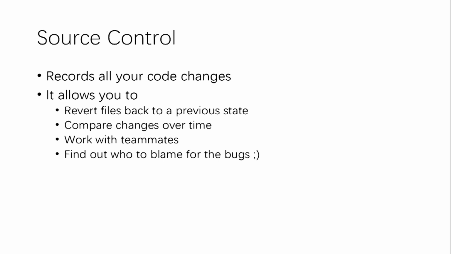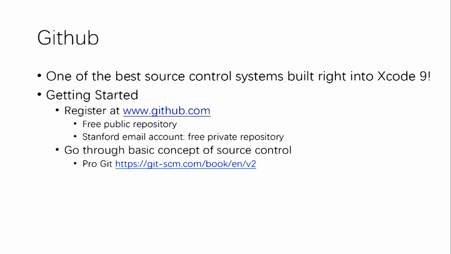So what is source control? Why should we care about it? It allows you to track your code changes over time. You can revert your files back to a previous state. You can compare different versions of code side by side. It also makes it a lot easier for you to work with other teammates. And when bugs happen, it's much easier to track them down.